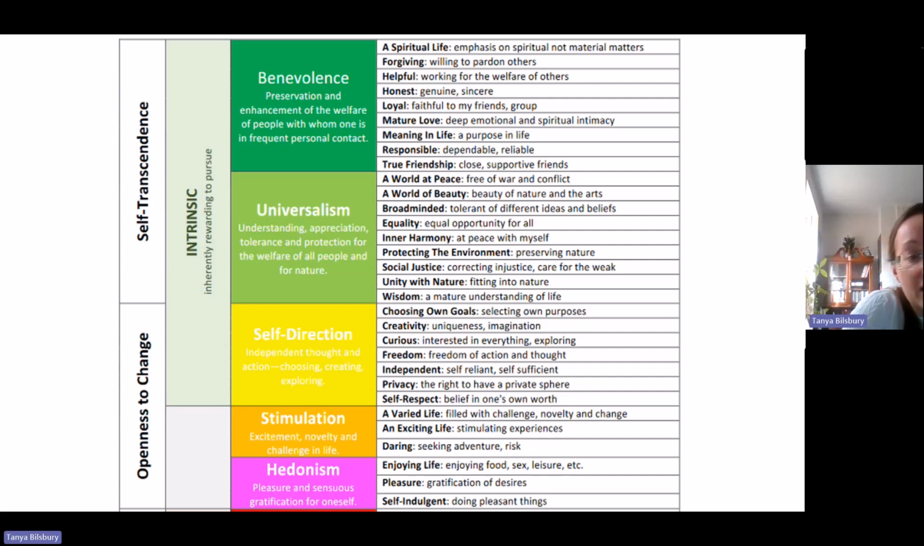Universalism is a very left-wing value. It's about trying to make a better world for everyone. Benevolence is different from universalism because it's about being good to your in-group members. Okay, so being good to your friends and being good to your community and helping them. Whereas universalism would be about everyone.